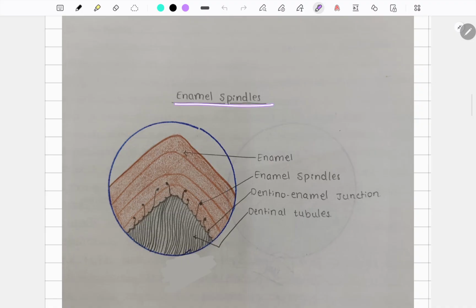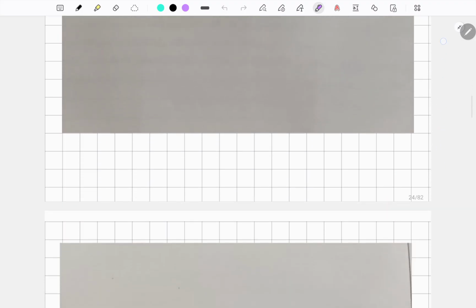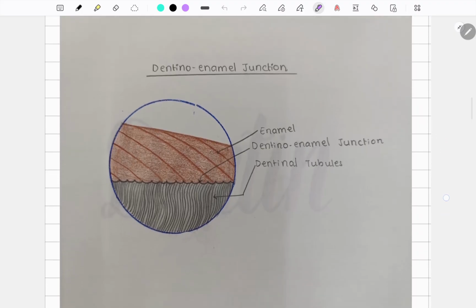Then enamel spindles. Enamel spindles are nothing but the extension of the odontoblastic processes, which extend into the enamel crossing the dentino-enamel junction. So this will be the identification feature. This will be the enamel. This will be the enamel spindles. These are the incremental lines, and this is the dentine, and this is the DEJ. Over here, the odontoblastic processes are crossing the DEJ. The next is dentino-enamel junction, DEJ.